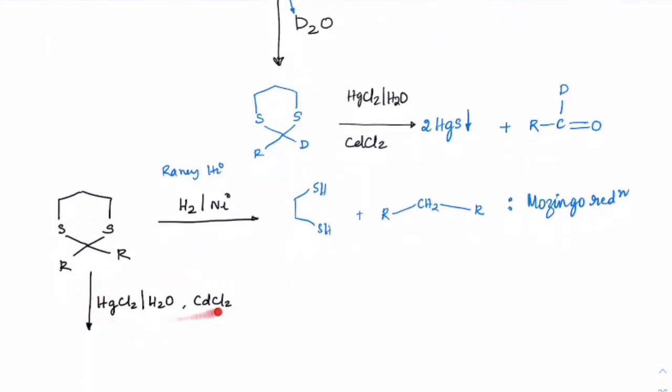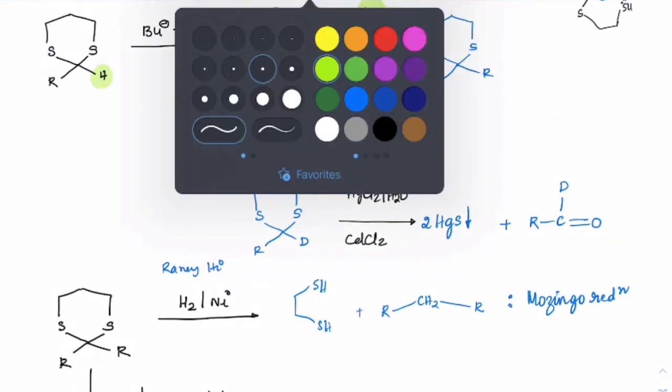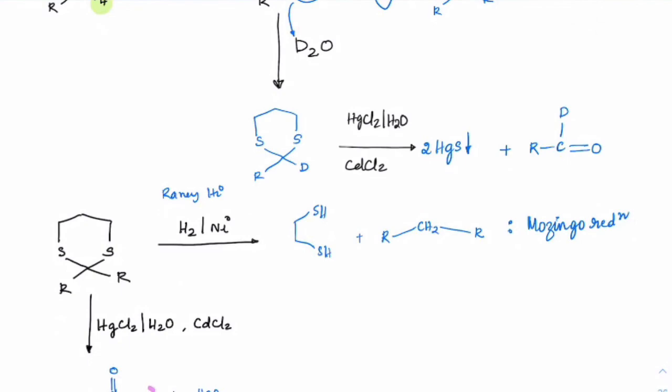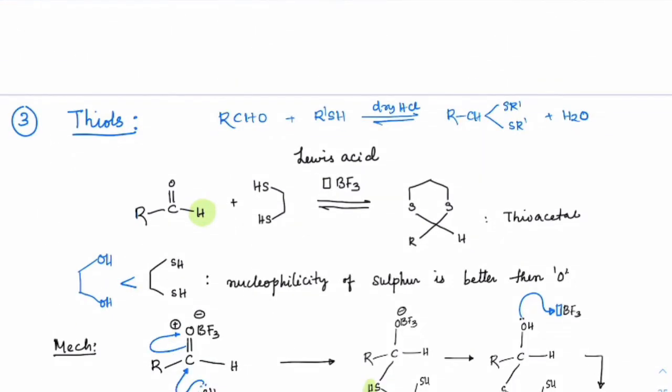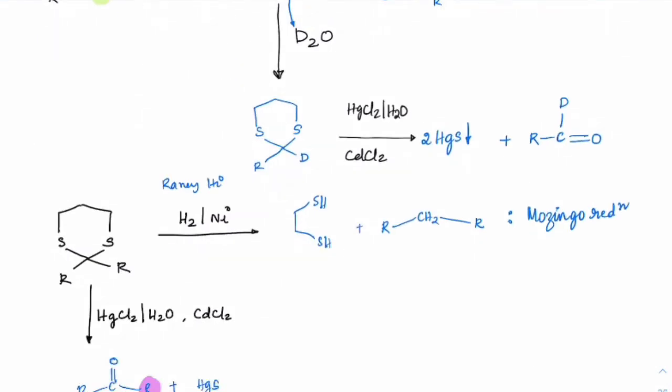Suppose the same thing you use in case of HgCl2 and water, again 2 OH groups will come here and that will convert into keto. So R C double bond O R plus HgS formation. So you can see that we have this R replacing the hydrogen which we initially took here, right? So we can do that as well. I hope all of you understood that. That is about thiols, how the thiols work.